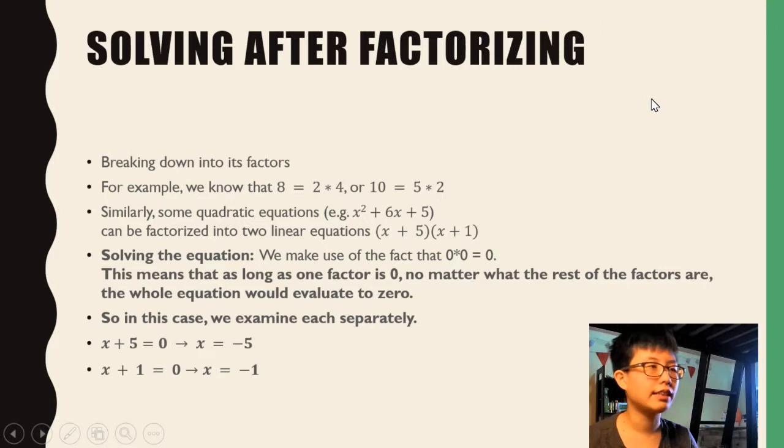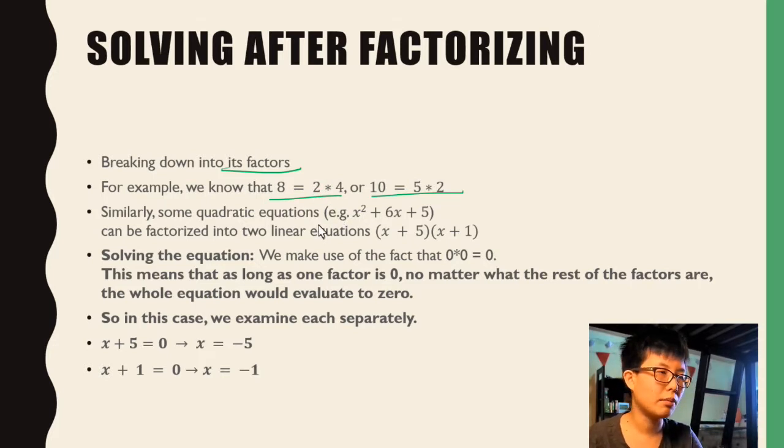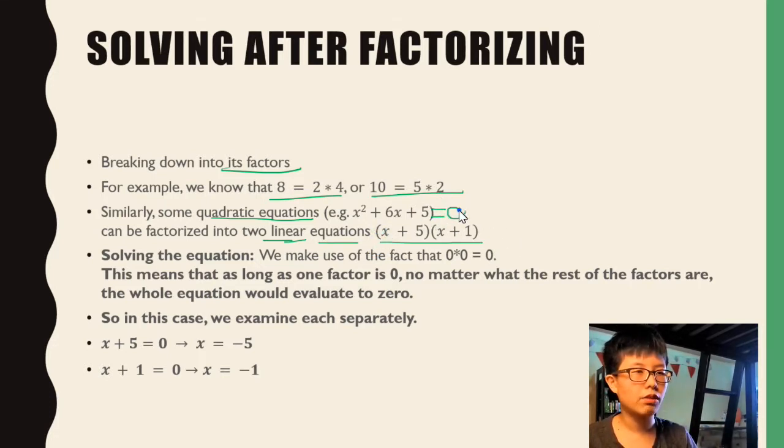So solving after factorizing. I think I went through this a little bit just now, but I just want to talk about why we are doing this. So first of all, we need to break it down into its factors. So for example, if we can break something down into factors like regular numbers, we can break down quadratic equations into two linear equations. Linear means there's only x, no powers, it's just x to the power 1. And that's what we have been doing just now for the past couple of slides. So finally, when we want to solve the equation, we want to say that the quadratic equation equals 0.